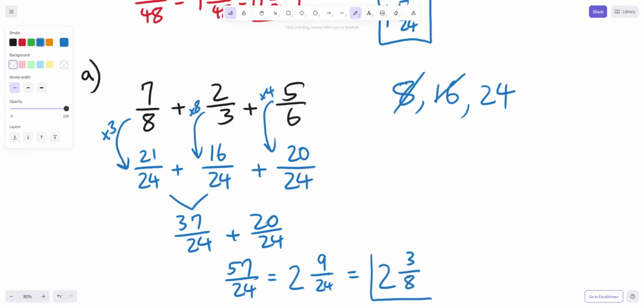Oh, fractions. Hope that's right. Is that right? That's right. Okay, good. All right.